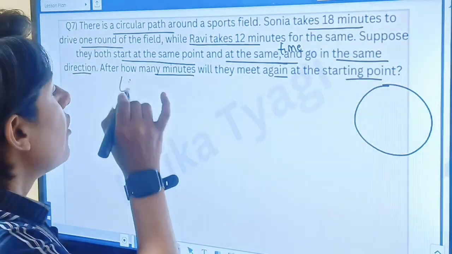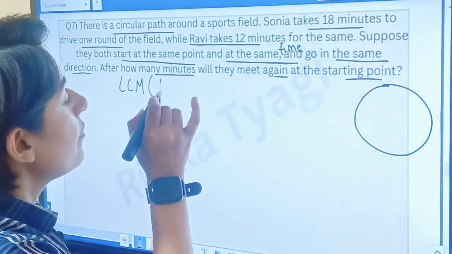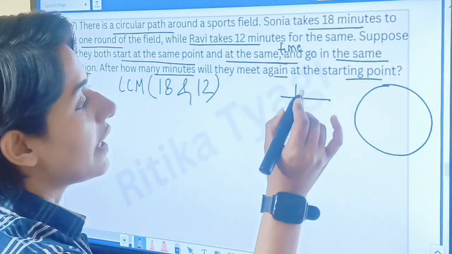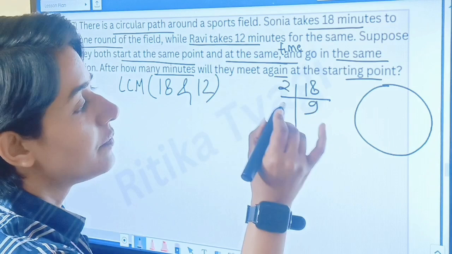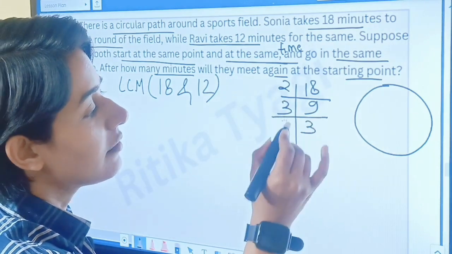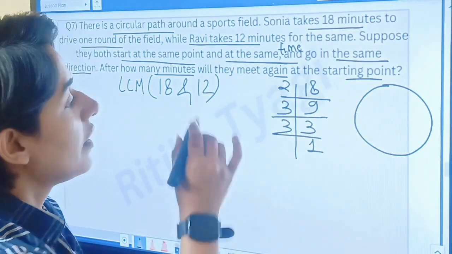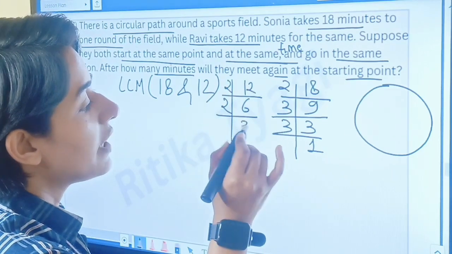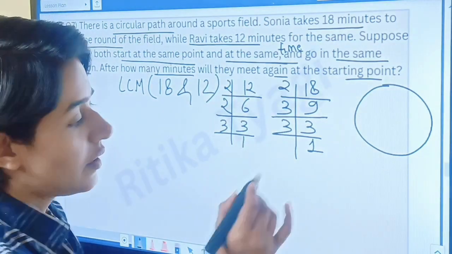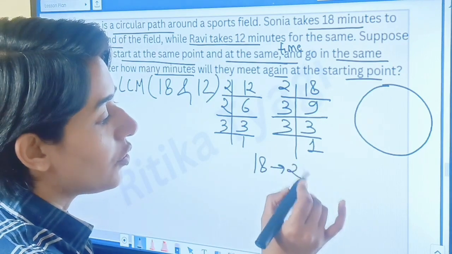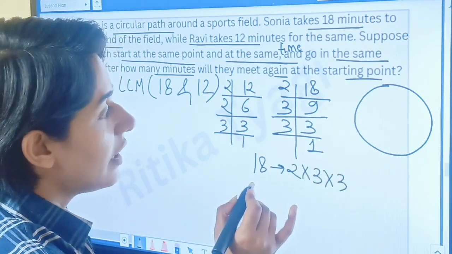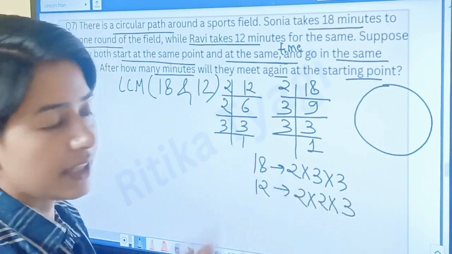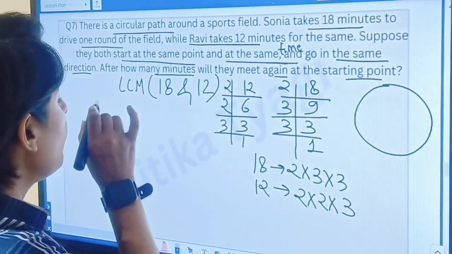So here we have to find LCM of 18 and 12. Here factorize 18, we get 2 multiply 3 multiply 3. Now factorizing 12, we get 2 multiply 2 multiply 3. So factors for 18 are 2 multiply 3 multiply 3, and factors for 12 are 2 multiply 2 multiply 3. We have to find the LCM.